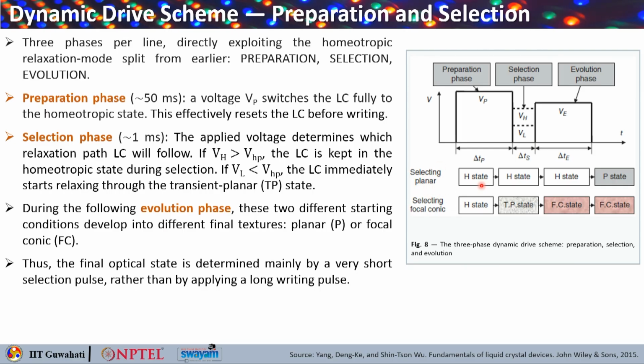Here you can also see this is the selecting of the planar state. For homeotropic, you are staying in homeotropic, and then you go to the planar state. For selecting the focal conic, if your VL is less than VHP, in that case the liquid crystal immediately starts relaxing to the transient planar state, and then you actually land up in the focal conic state.